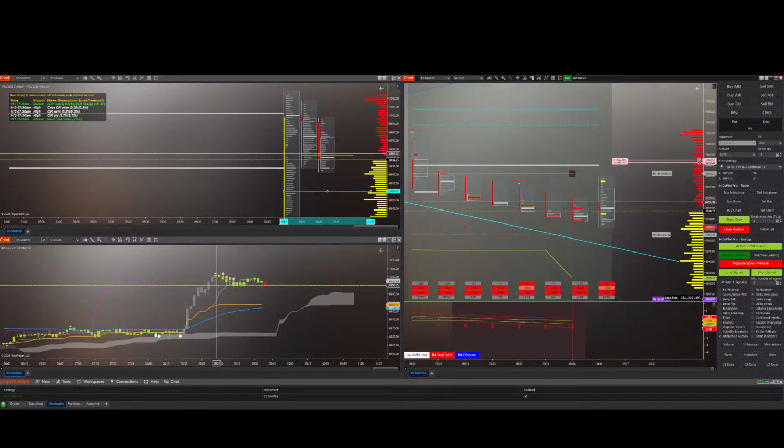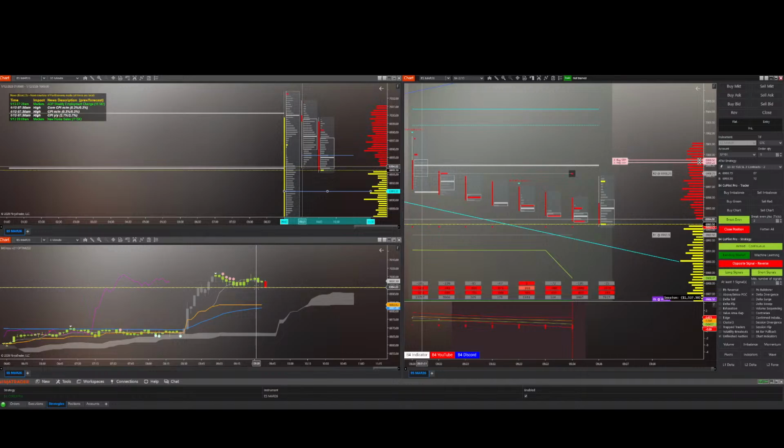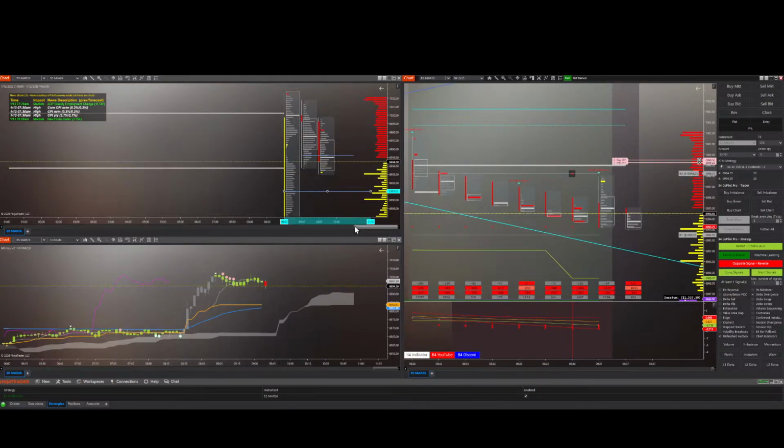If that happens, it may be because we come down and touch the Kijun-sen, or we come down and touch the VWAP and then get that thrust. I'm not sure what's going to happen here to initiate that thrust, but I do expect a bullish thrust somewhere in there. Right now we're selling off.